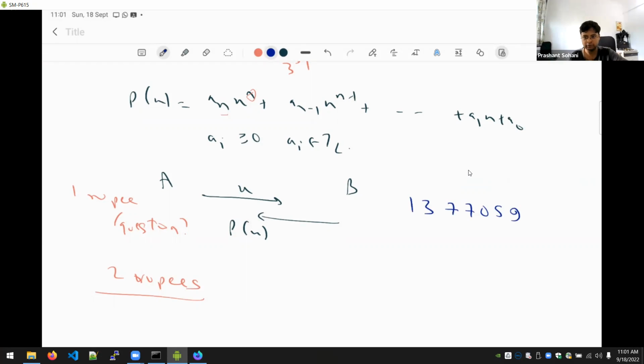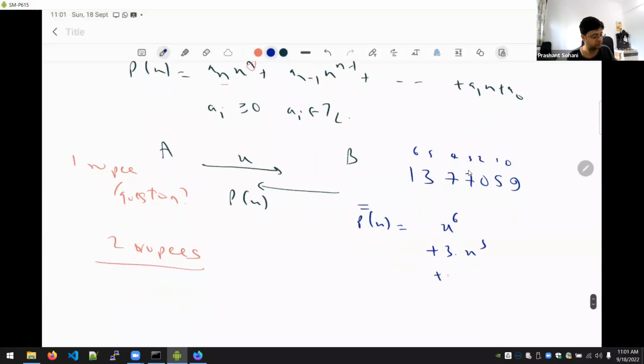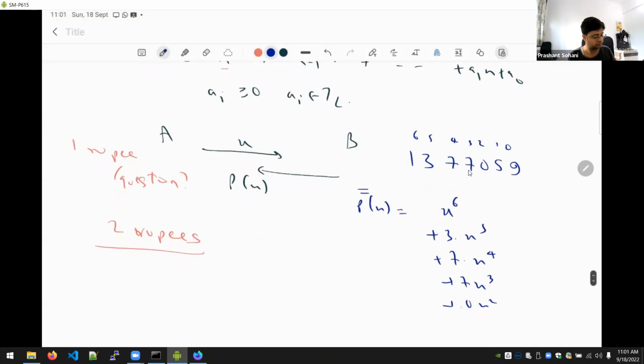Everybody understands place value. What is this number other than the evaluation of a polynomial p of x, which is x raised to 6 plus 3x raised to 5 plus 7x raised to 4 plus 7x cubed plus 0x squared plus 5x plus 9? This number is nothing but p of 10, right? So when you told me this number, you're actually sending me a polynomial evaluated at 10.